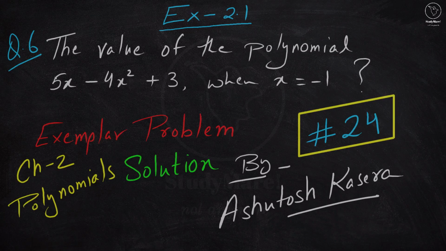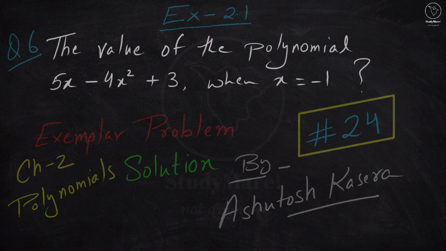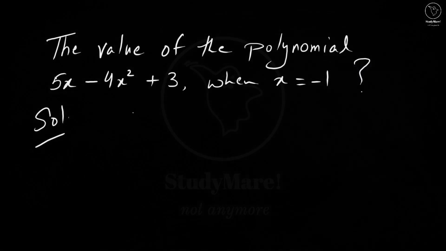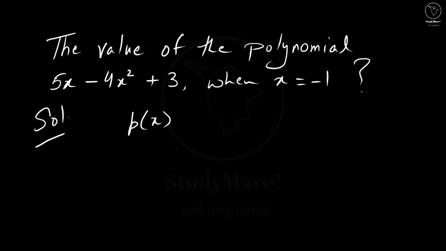What is the value of the polynomial 5x minus 4x square plus 3 when x is equal to minus 1? Again, a very easy question. Let's do it. The given polynomial in x is equal to 5x minus 4x square plus 3.